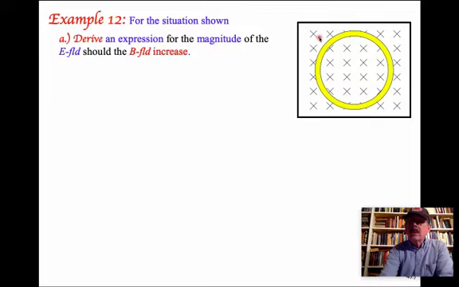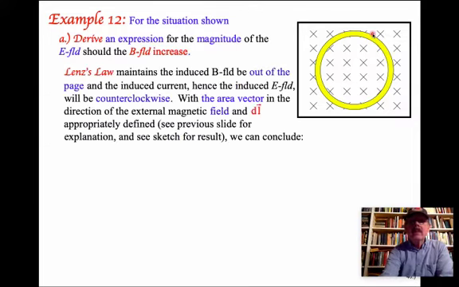If you use Lenz's law, you've got a magnetic field into the page, the magnetic flux is increasing, which means the induced magnetic field has got to come out of the page. And if you use the right thumb approach, that's going to suggest that the current has to be counterclockwise, which means the electric field is going to be counterclockwise. So that's the first bit of information that's important to note.